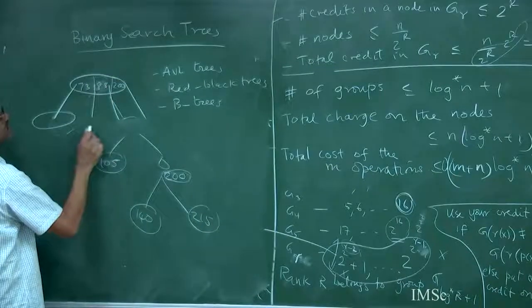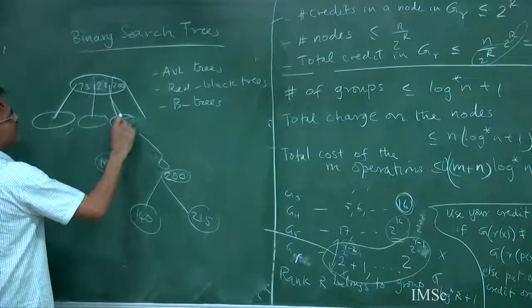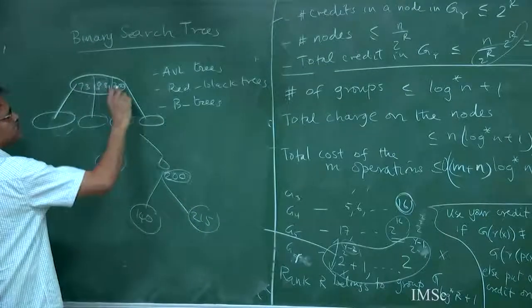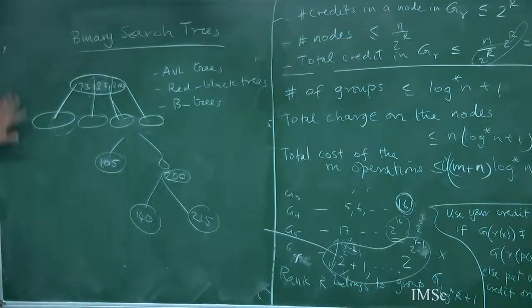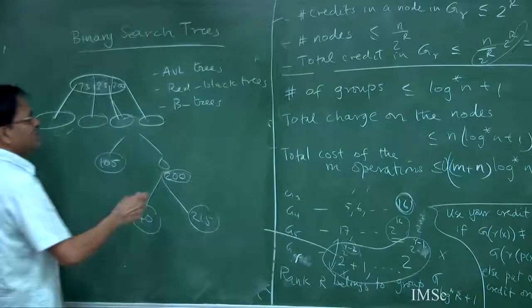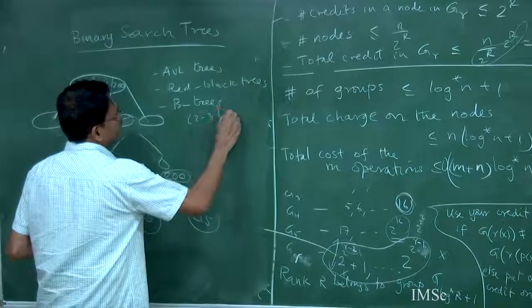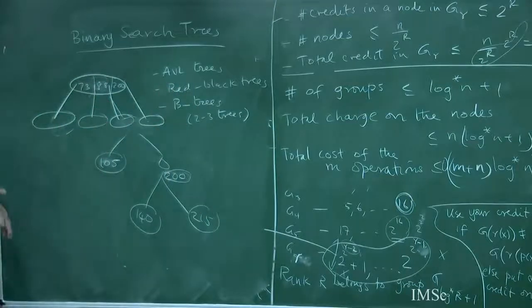So anything here is less than 73, anything here is between 73 and 88, anything here is between 88 and 200, anything here is bigger than 200. And you proceed recursively, and so on. B trees have a very specific property: there is a range of children allowed. A B tree of order i means that you can have between i and 2i values or something like that. There are some specific invariants being maintained, which help you to search in logarithmic time. And whenever you do insertions and deletions, you also maintain those invariants.